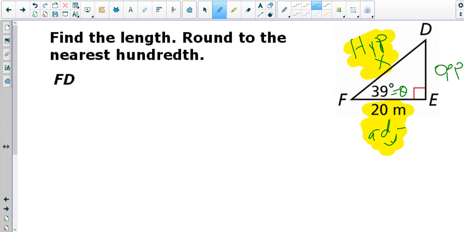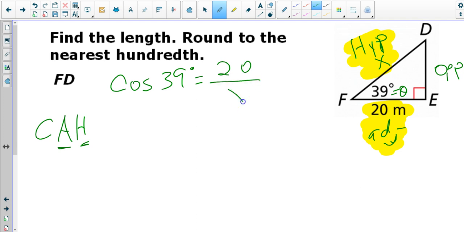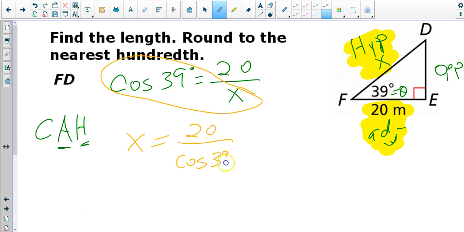So I think back to SOHCAHTOA. Cosine is the one that uses A and H, so that's what I'm going to write my function in. So the cosine of 39 degrees is equal to adjacent over hypotenuse. So that is 20 over x. So I put the adjacent on top, the hypotenuse on bottom. Once again, x is on bottom, so I'm going to swap them. So x is equal to 20 divided by the cosine of 39 degrees.